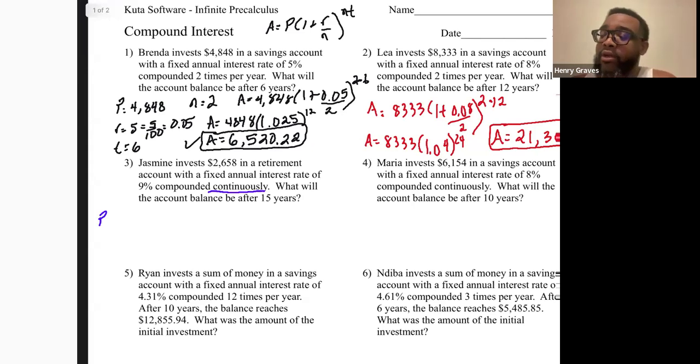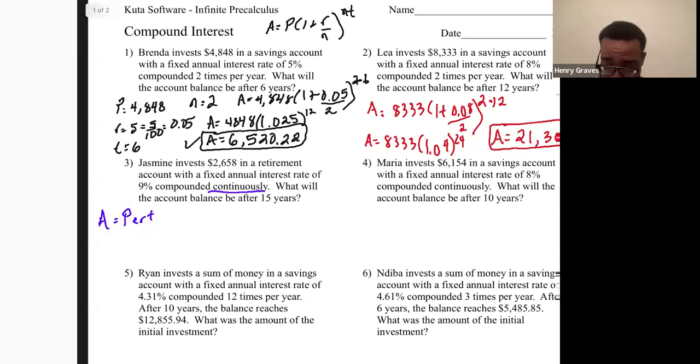A is equal to P e to the power of R T. Oh, I'm sorry, I wrote the wrong letter. I meant to say A. A is equal to P e to the R T. Right? Now, E is just a logarithm. What is it exactly equal to? Let me see. I wrote it out before.